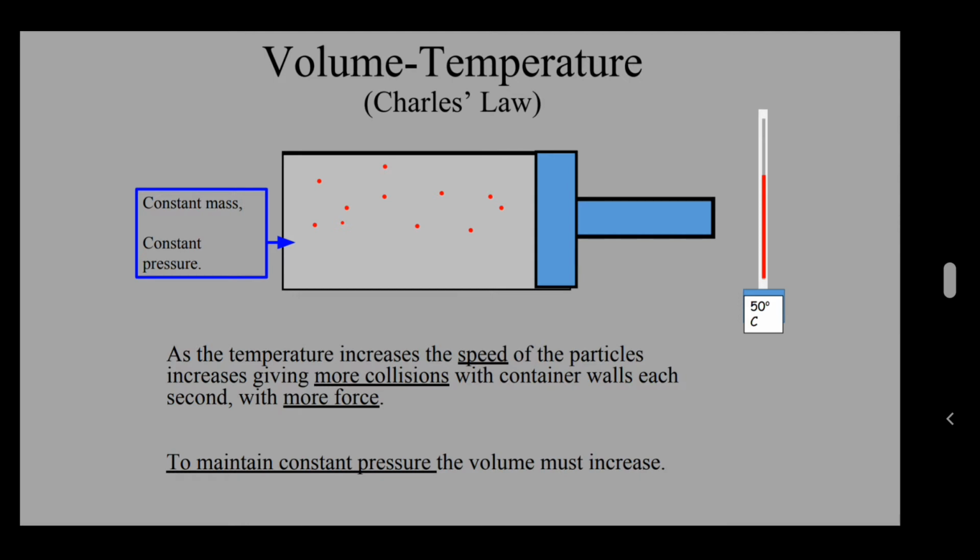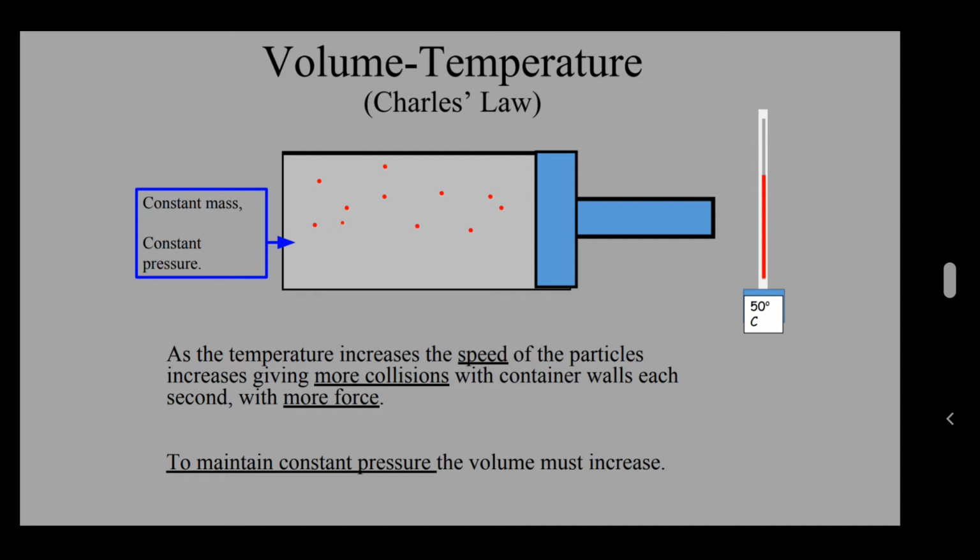Now, when you increase that temperature, looking at this here, you actually increase the speed of the particles. Now, if you increase the speed of the particles, they're going to hit off the sides faster, with more energy, with more force, which creates more pressure. But in this example, the pressure is being kept constant. So the pressure is not changing. So if the pressure doesn't change, what does change when the particles are now moving faster because they've got a higher temperature?